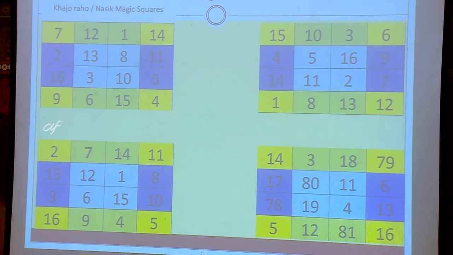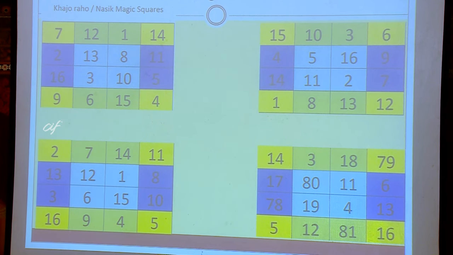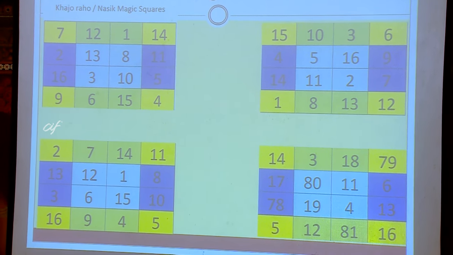Sir, diagonal. Diagonal is of course there. Diagonals, rows and columns will always be there for a magic square. Otherwise, it won't be a magic square. We can't call it a magic square.